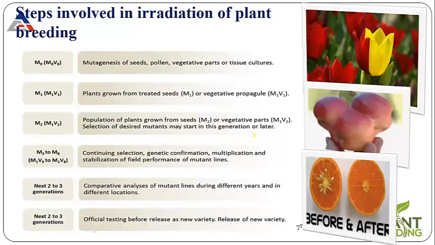So what you can target: the treatment should be there, and then selection of the desired character, and then continuous selection. And for genetic confirmation, see that they are stable and heritable. Then only can you say there is a mutational breeding, and you can compare with your normal lines.